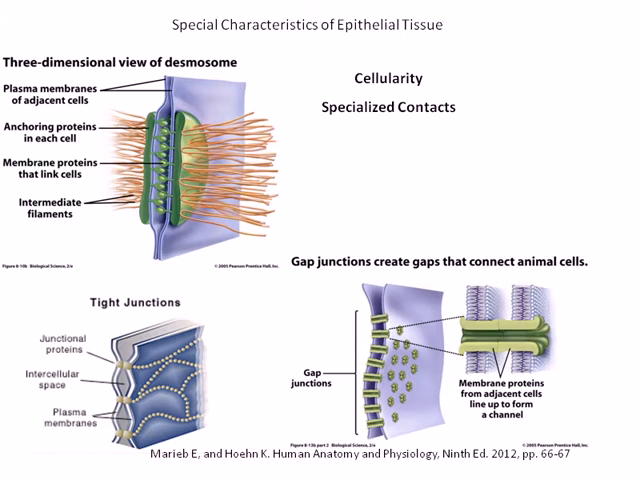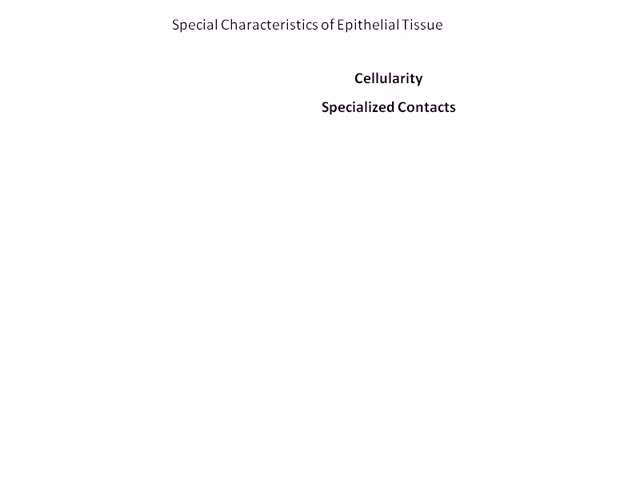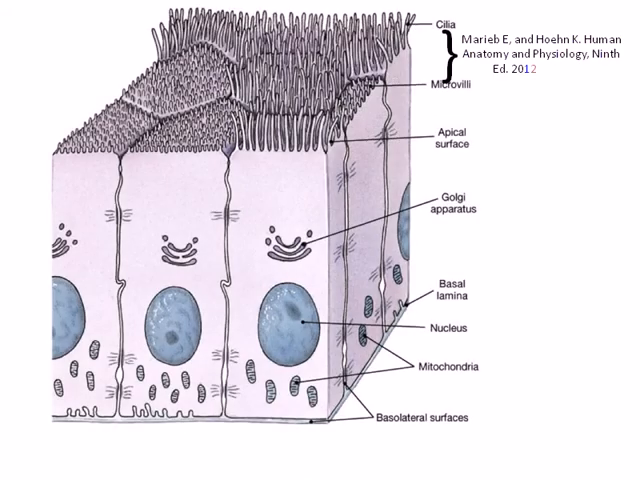Epithelial tissue also has polarity. Polarity means that the tissue has two distinct surfaces. The apical surface is the surface that is exposed to the body cavity or exterior. The basal surface is the surface attached to the underlying tissue. The two surfaces are anatomically and physiologically different.